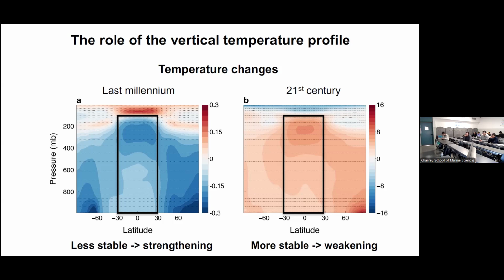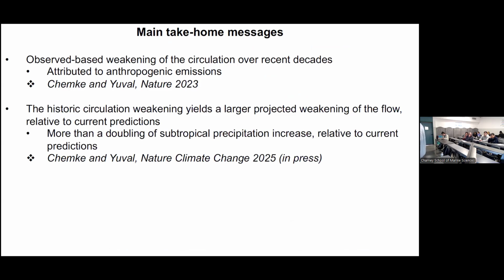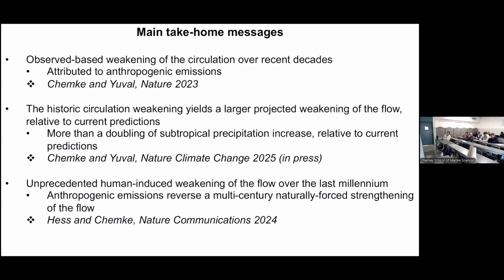Okay, so I'll summarize. In the first part, I showed you that we derived the relationship between the Hadley cell strength and sea level pressure measurements, and we used it to show that circulation has been weakening in recent decades. We were able to attribute this to human emissions. Then we used these historic changes to constrain model projections, and we showed that the circulation is projected to undergo a much larger weakening compared to current predictions, which yielded more than a doubling of subtropical precipitation increase relative to current predictions. And finally, I showed you that it seems that this weakening is unprecedented because natural forcing agents seem to intensify the circulation, and human activity reverses this multi-century intensification of the flow.